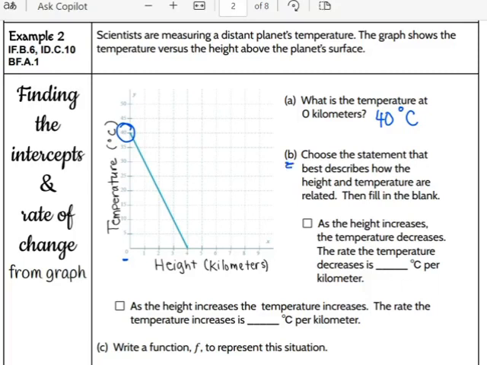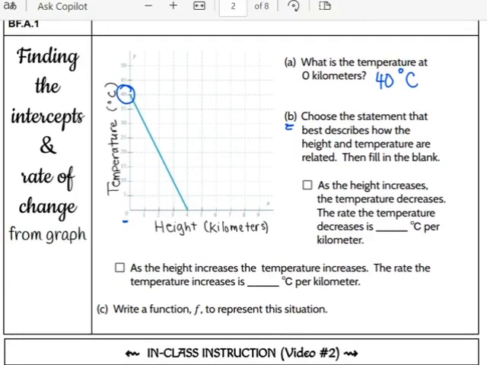B, choose the statement that best describes how the height and temperature are related. Then fill in the blank. So I have two options here. The first one is as the height increases, so as our height gets larger and larger, the temperature decreases.